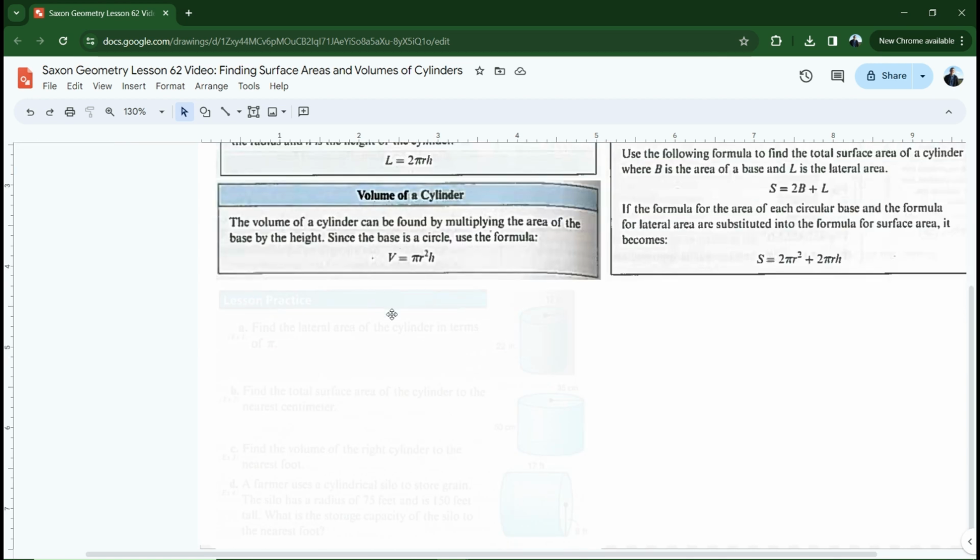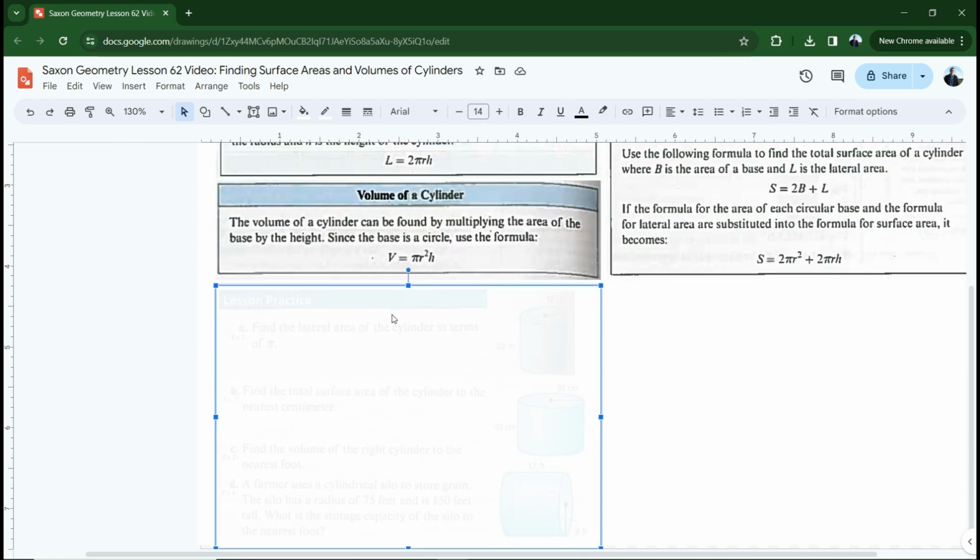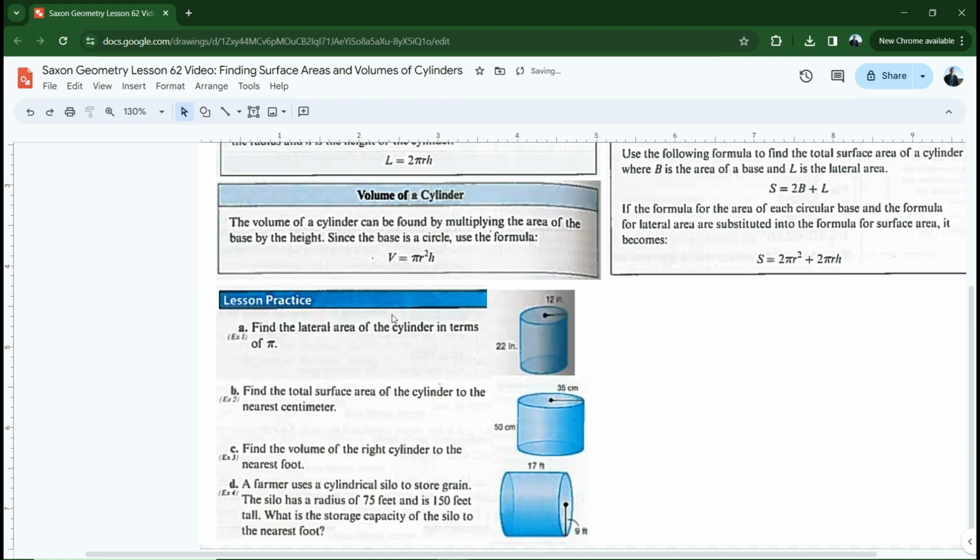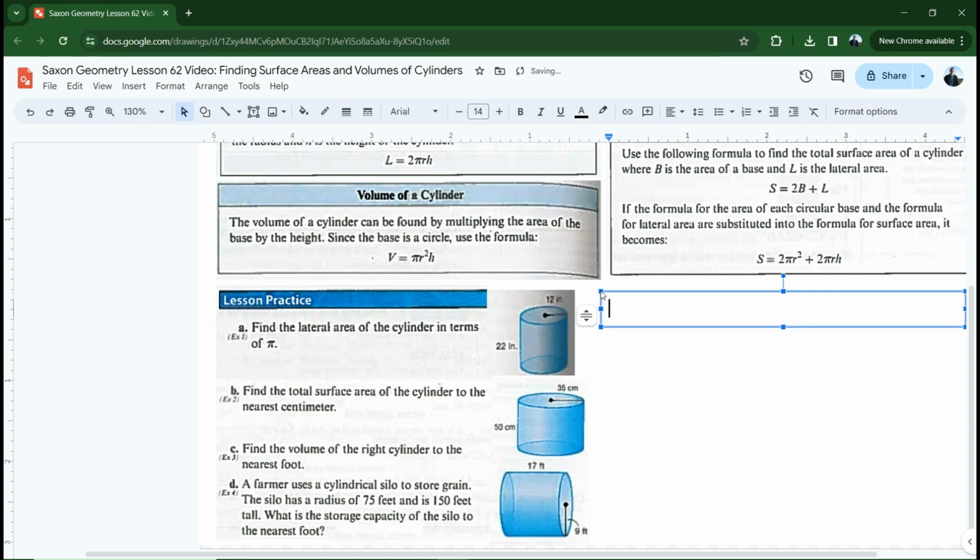All right, let's get to some practice problems and see how these formulas work in actual problems. Find the lateral area of the cylinder in terms of pi. I like these in terms of pi questions because they're usually very easy to do. We don't have to use a calculator for them.